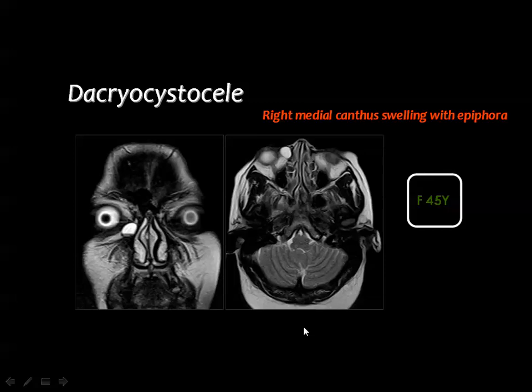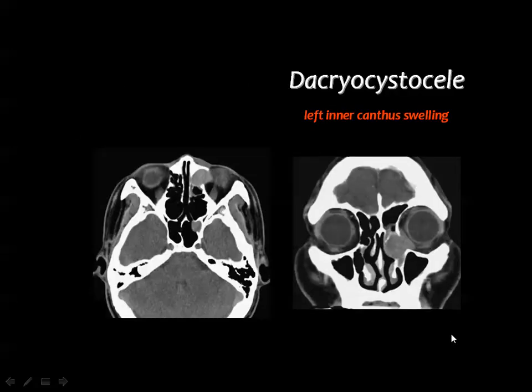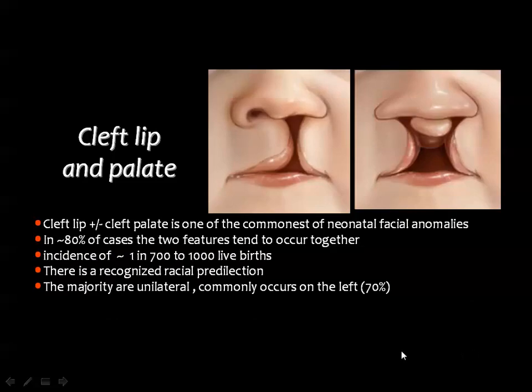Then, being a dacryocystocele containing fluid, it will appear on MRI T2 with bright signal. And this is also coronal T2, and you can see the bright signal of the dacryocystocele. And this is also an example of dacryocystocele by CT, a cystic lesion corresponding to the anatomic site of the nasolacrimal duct. This is the region of the nasolacrimal duct, and this is the cystocele.